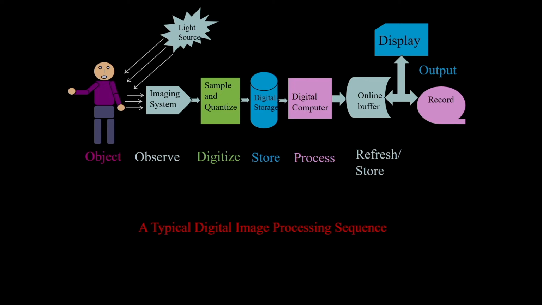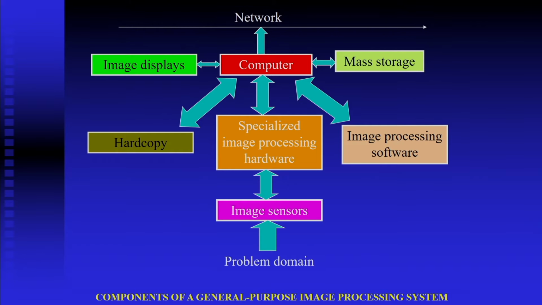This digital image I can store in digital storage, I can process the image in digital computers, I can display the processed image, and I can store the image. So, this is a typical digital image processing sequence. The same thing I have shown here in this figure. Image sensors are available for image acquisition, and after this I will get the digital image, and that digital image I can process by image processing hardware, and I also have image processing software. The processed image can be displayed and it can be stored. These are the components of a general purpose image processing system.